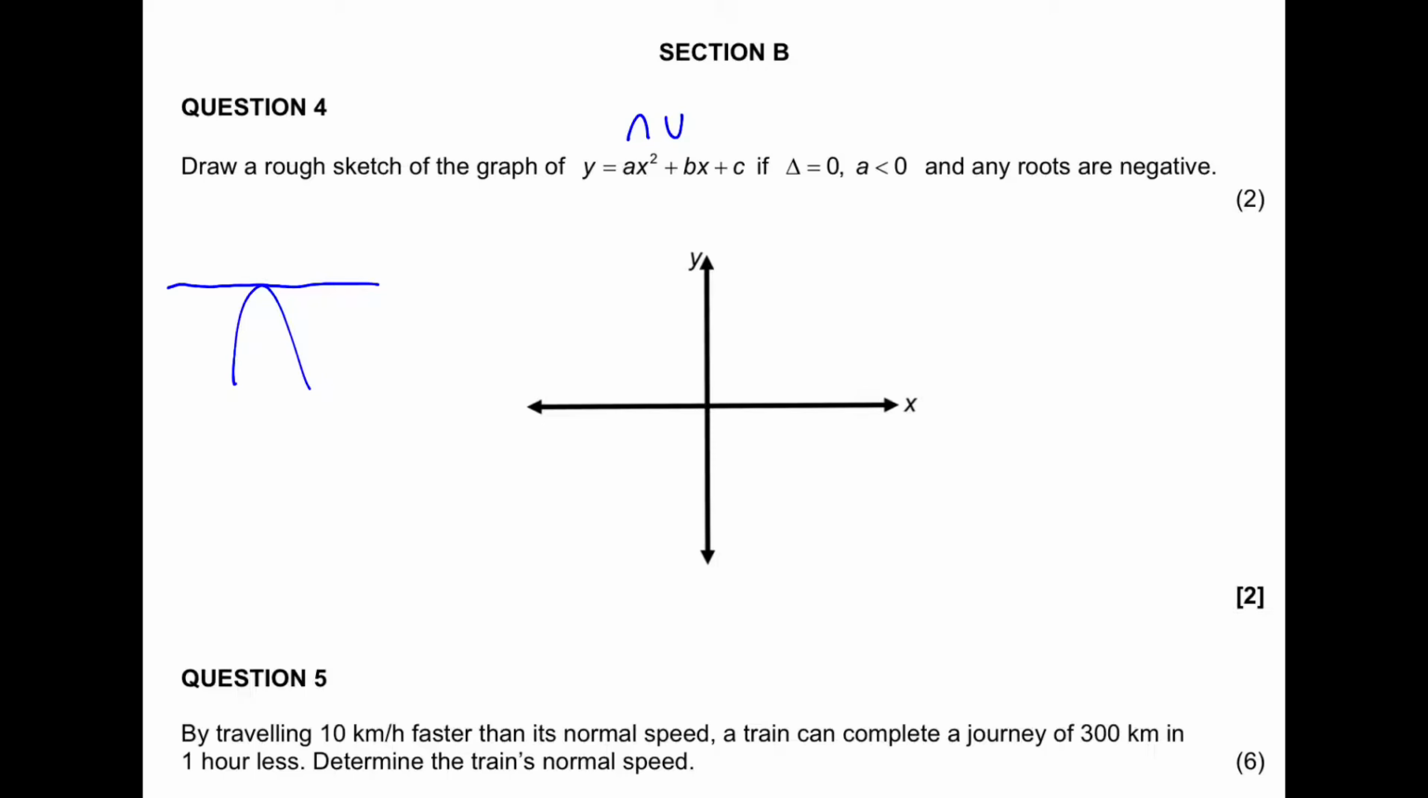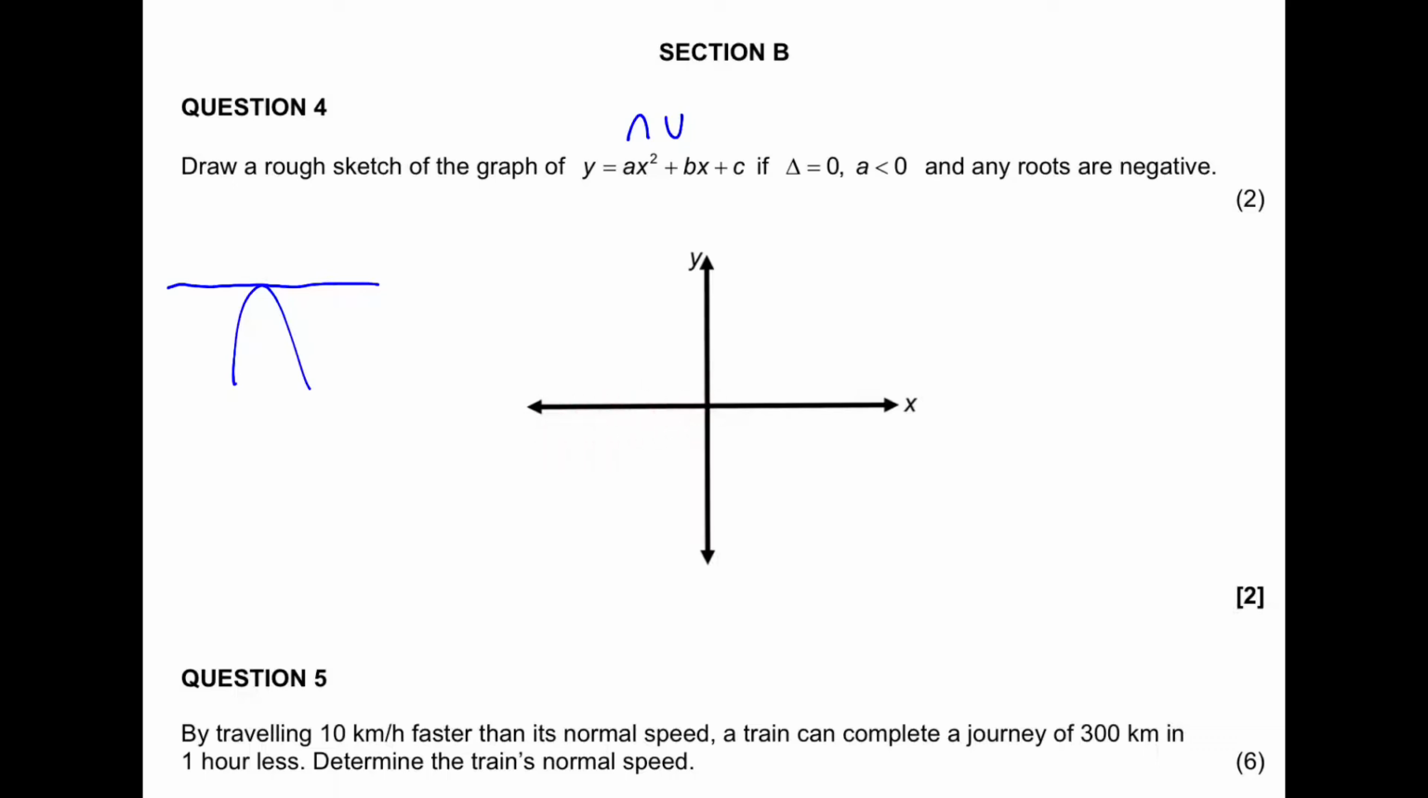below the x-axis. So for your first mark here, you could not have drawn your parabola anywhere above the x-axis in quadrant 1 or 2. But then there's one more condition that they give us. They say that any roots are negative. Now we know there's only one root. It's where it touches the x-axis. So the only place where roots are negative is to the left of the y-axis.